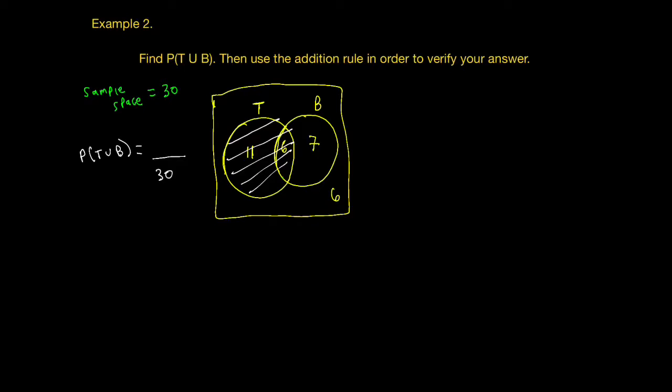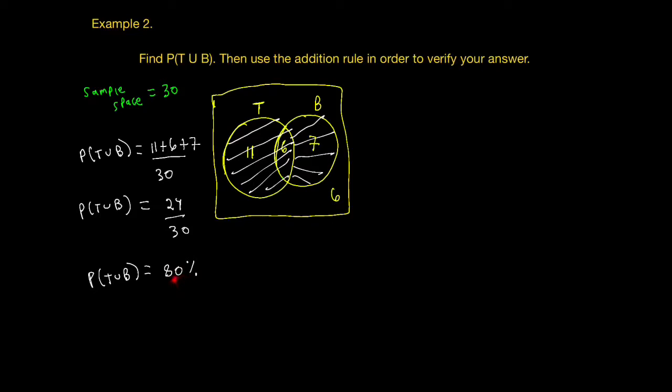So here we see that t, when we highlight it, we have an 11 plus a 6. And now if we want to include b, we gotta add these remaining 7. And the probability of t or b is gonna equal 24 over 30. And now let's input this in a calculator so we can get the percentage. And we get a total of 80%.